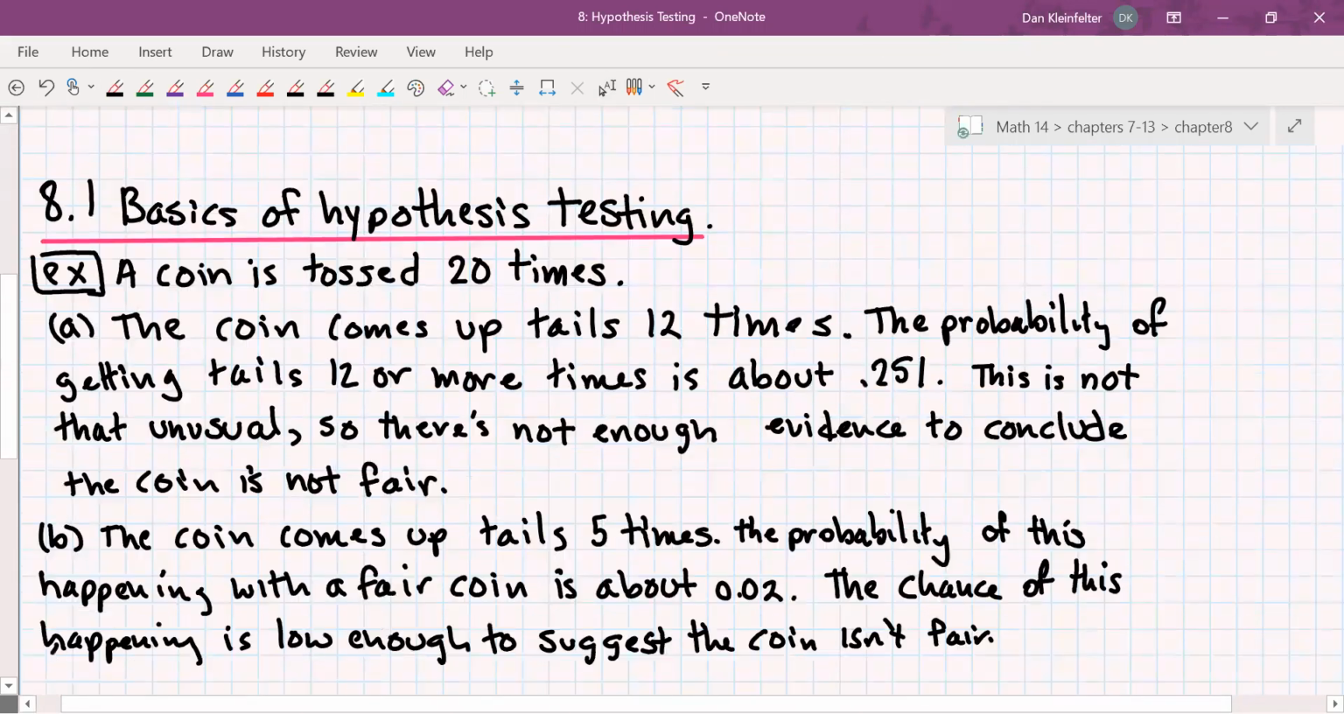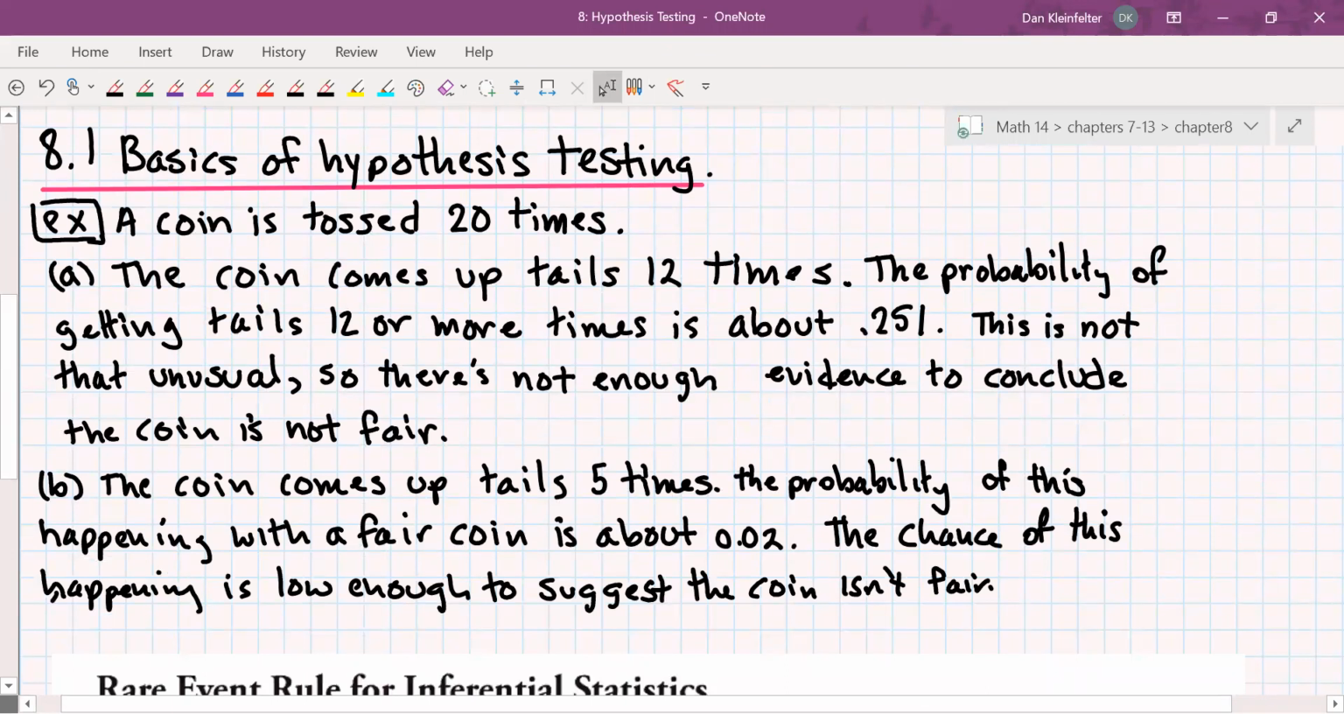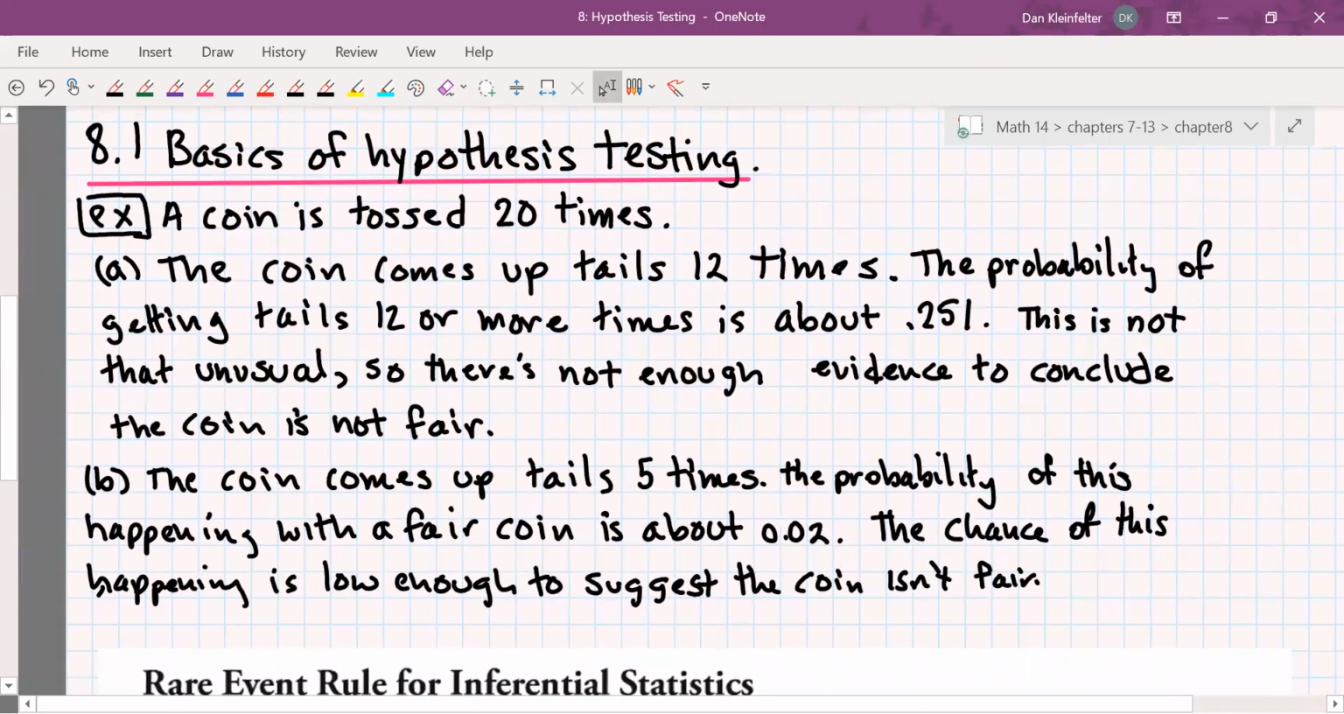So the first section is on basics, and one of the most important things we need to know about is the rare event rule for inferential statistics. And to introduce that, let's consider tossing a coin 20 times. I told you at the beginning of the semester that we can assume that in this class, coins are fair and dice are fair. Boys and girl babies are equally likely. But let's just say we've got some coin, and we don't know if it's fair or not. Maybe it's a loaded coin. It's more likely to come up tails. We don't know. Most coins, they come up heads or tails with a probability of 1/2.